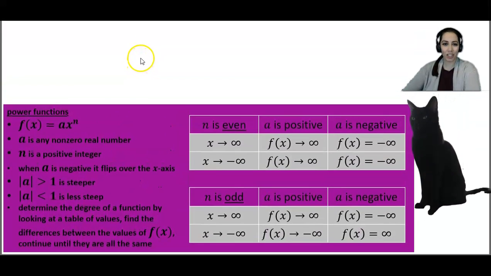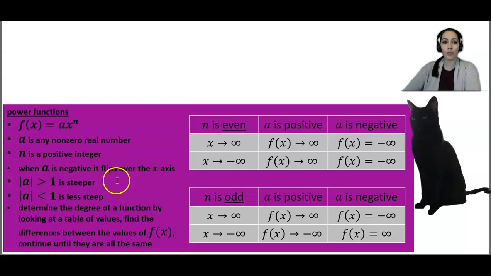Chloe is here with her latest cheat sheet notes. She wants you to know that a power function is written in the form f of x equals a times x to the n power. A is any non-zero real number, n is a positive integer. When a is negative, it actually flips over the x-axis.